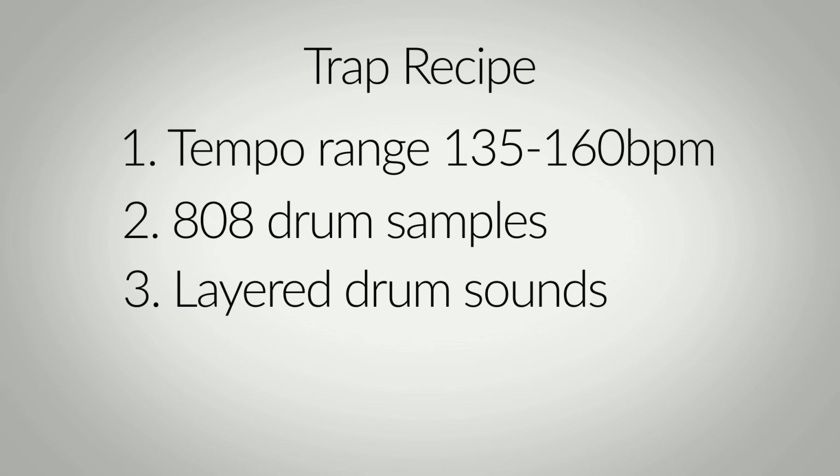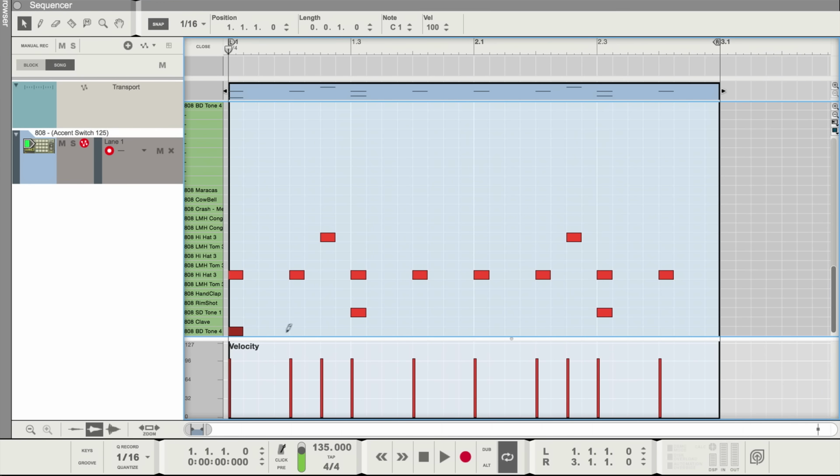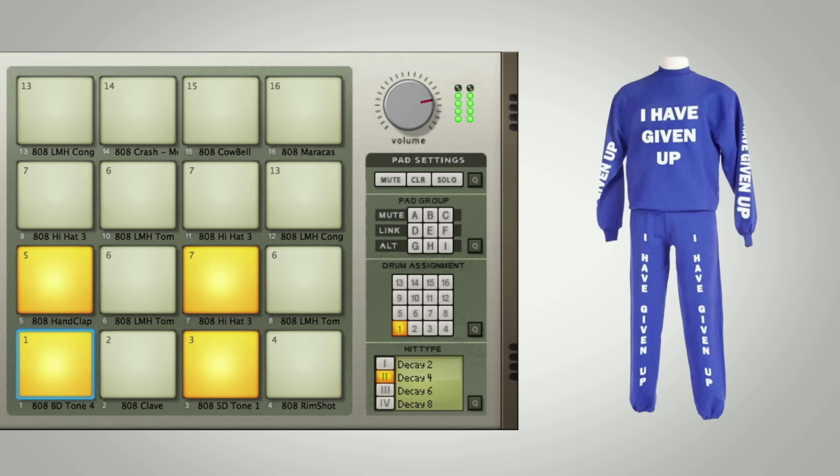Kick drums in trap beats are more sparse than in other musical styles, and they're less straight ahead. For example, if we did what house producers do and put a kick drum on every beat, it has no attitude, no swagger. It is to music what sweatpants are to fashion.